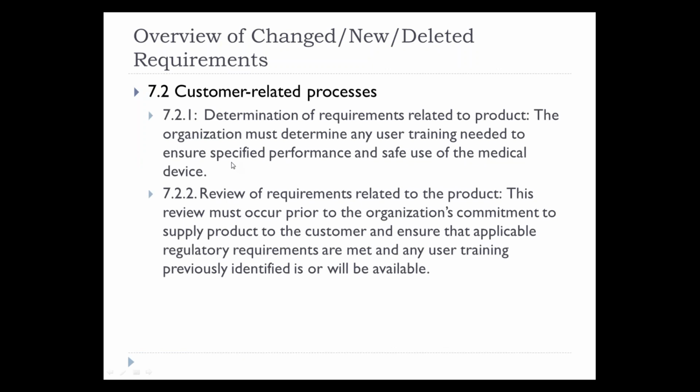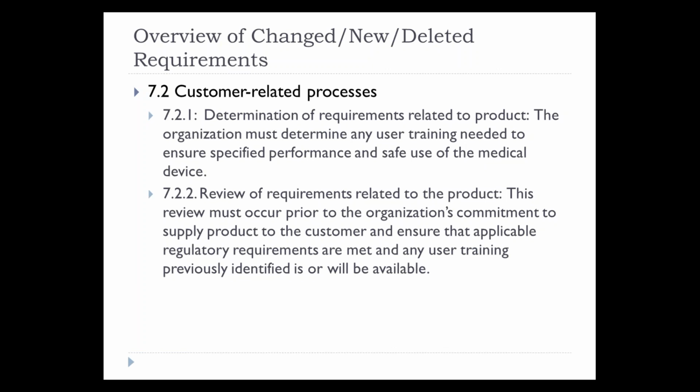Section 7.2, Customer-Related Processes, looking at 7.2.1, Determination of Requirements Related to Product. The organization has to determine any user training needed to ensure the specified performance and safe use of the medical device. So this is a new requirement, determining user training needed.